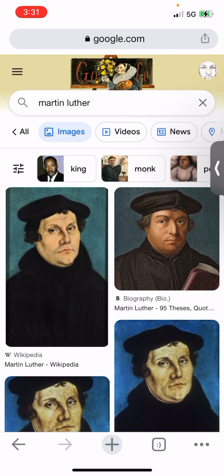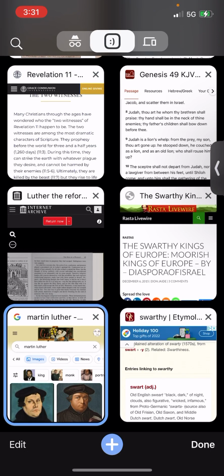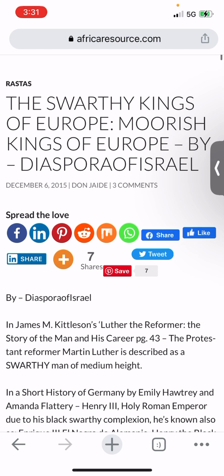While doing some research and study, I came across this article here. It says the Swarthy Kings of Europe, Moorish Kings of Europe by Diaspora of Israel. I'm not going to go into the full article because we're just talking about Martin Luther. In the first paragraph, it says, in James N. M. Kittleson's Luther the Reformer, the story of the man and his career, page 43, the Protestant reformer Martin Luther is described as a swarthy man of medium height. The term swarthy, in all caps.